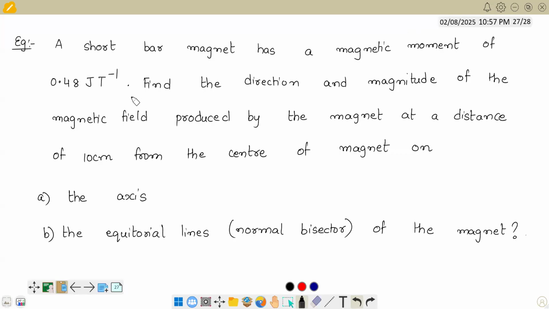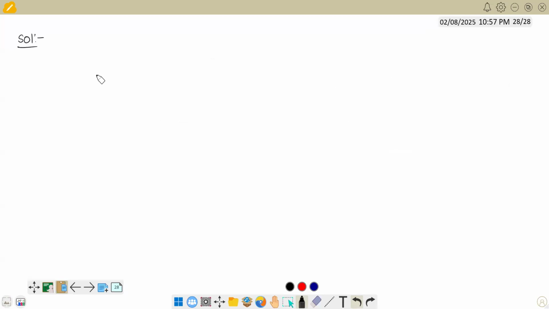Okay, the question says a short bar magnet has a magnetic moment of 0.48 joule per Tesla. Find the direction and magnitude of the magnetic field produced by the magnet at a distance of 10 centimeters from the center of the magnet. We can see in the question the words short bar magnet are used. That indirectly tells us to use the short magnet formulae. First we want the field at an axial point, because that's the first question, along the axis. At an axial point we know mu naught by 4 pi, 2m by r cube or x cube, anything I can write, both mean the same thing.